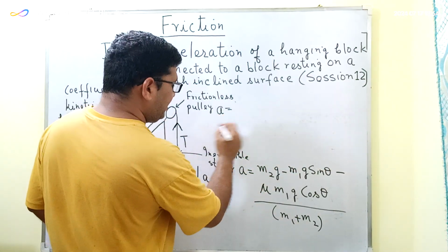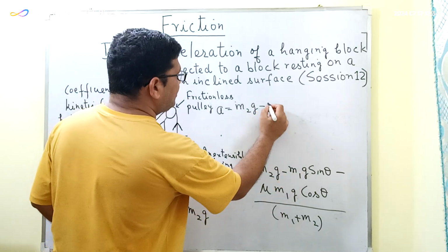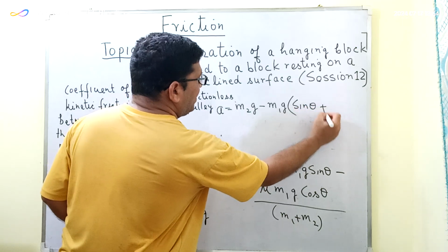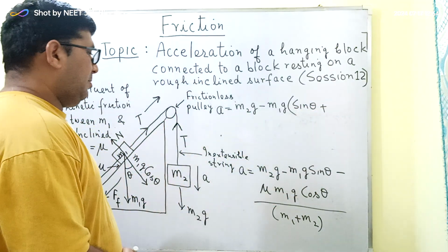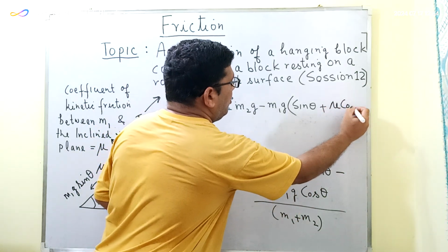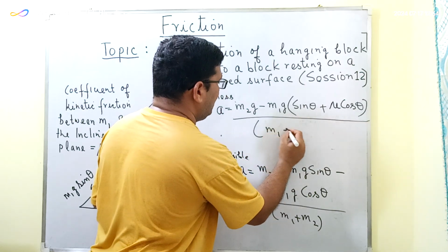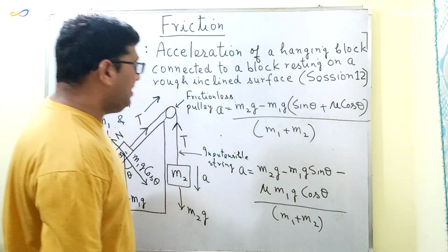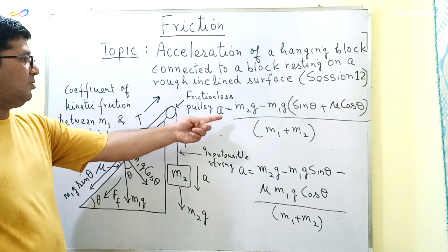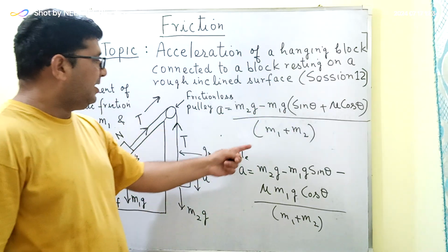The common acceleration can be written as m2g minus m1g, which is common, so I will write here as (sin theta plus mu cos theta), divided by m1 plus m2. So the common acceleration of these two blocks is equal to this value, that is, (m2g minus m1g (sin theta plus mu cos theta)) divided by m1 plus m2.